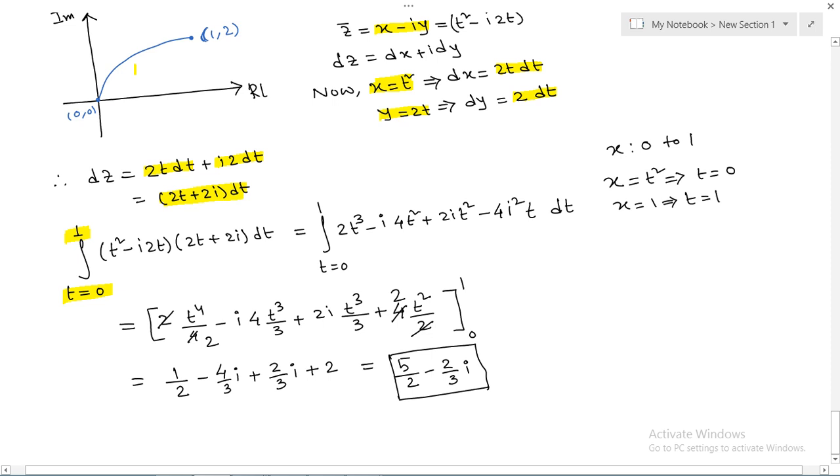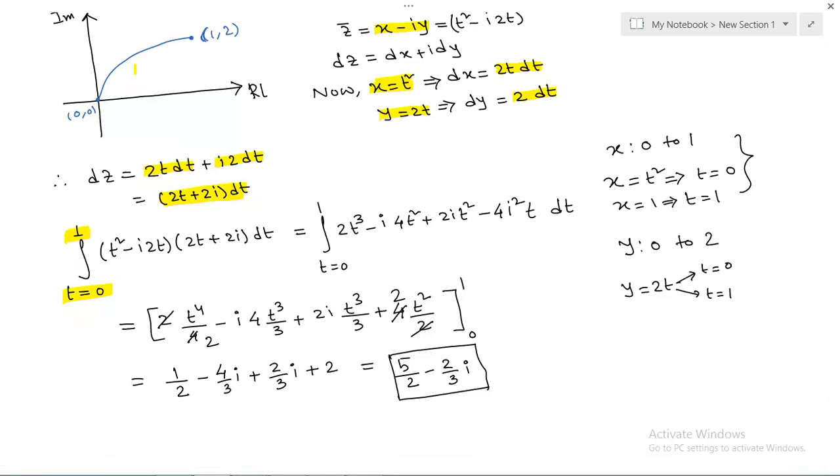You can implement this idea for y also. Suppose you take the y limit, so y is going from 0 to 2, right? And y is given as y equal to 2t. So if I substitute y equal to 2t, so 2t equal to 0 implies t equal to 0, and 2t equal to 2 implies t equal to 1. In any direction you go, you will receive the same result for t, that is t equal to 0 to 1. So now it is a simple calculation.